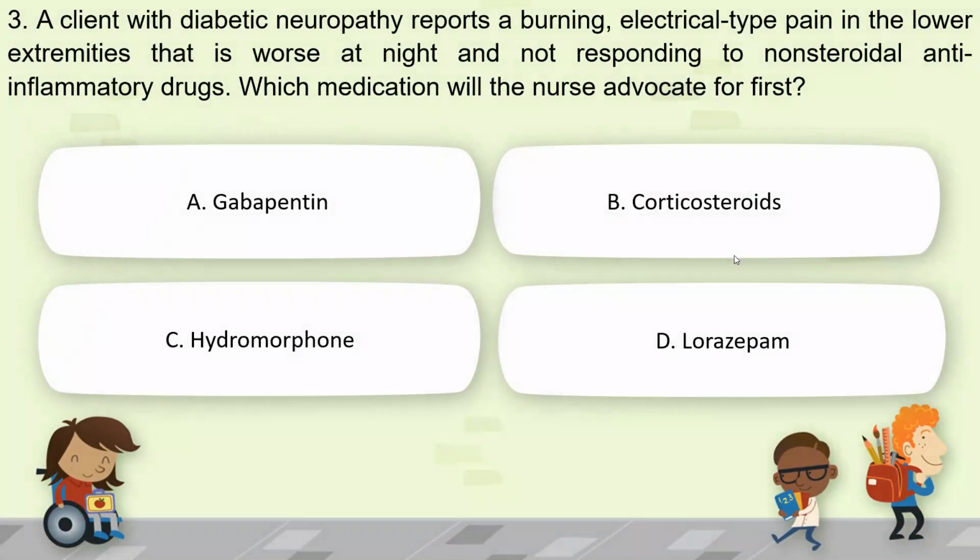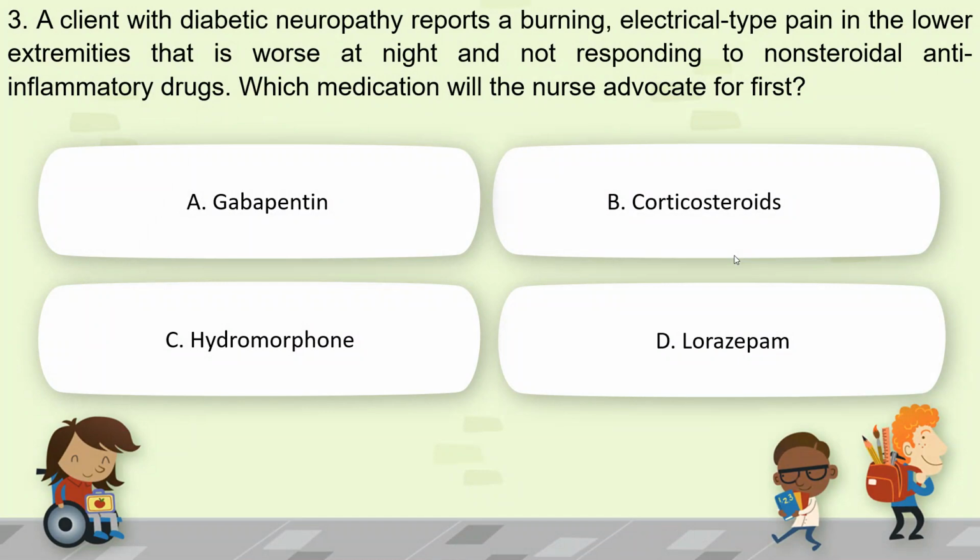Number three, a client with diabetic neuropathy reports a burning, electrical-type pain in lower extremities that is worst at night and not responding to nonsteroidal anti-inflammatory drugs. Which medication would the nurse advocate for first? A. Gabapentin.